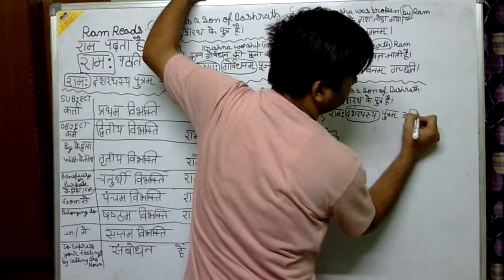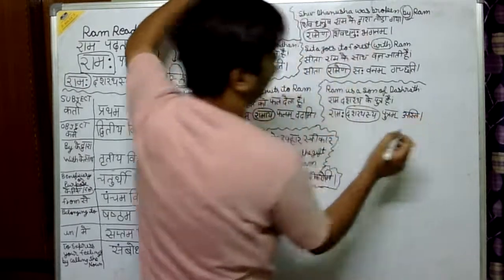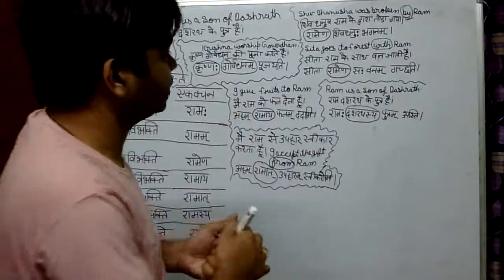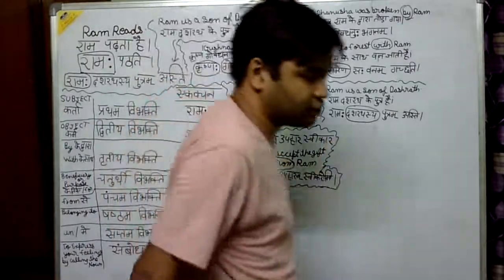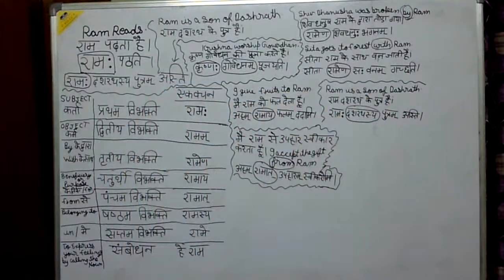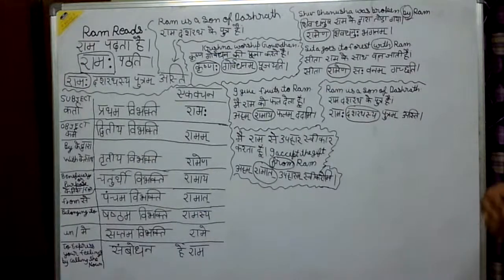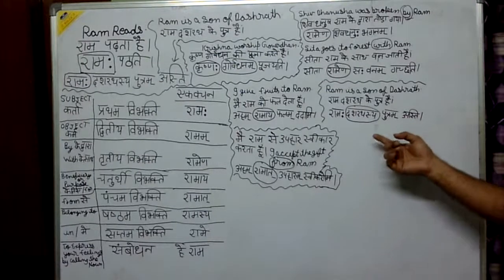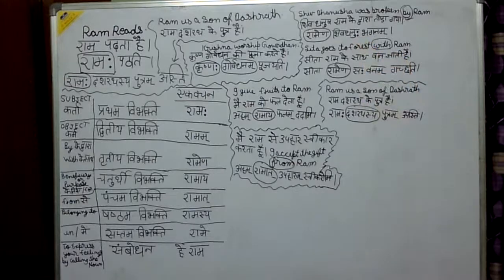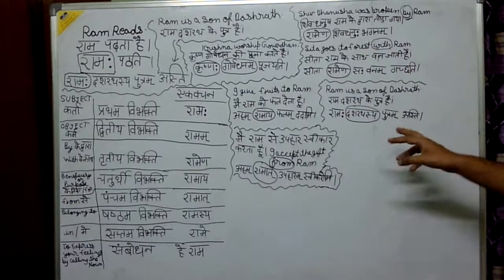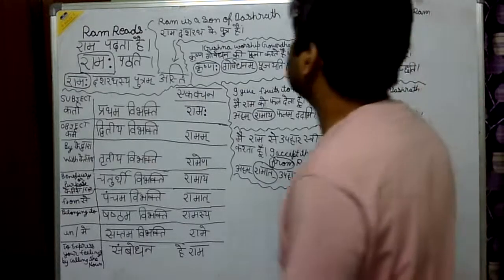Just focus on this word, Dasharathasya. Don't focus on the other parts of the sentence. It would make you confused. So just focus on how I have written it and where we have to use the Shashti Vibhakti. Just focus on that part only.